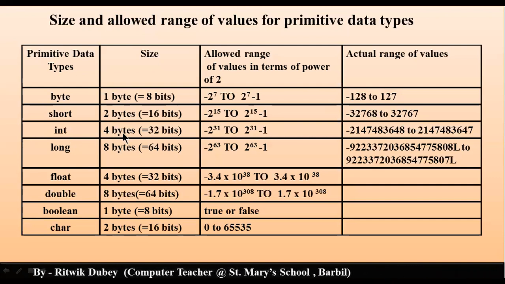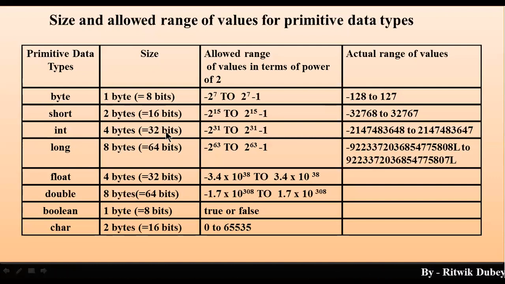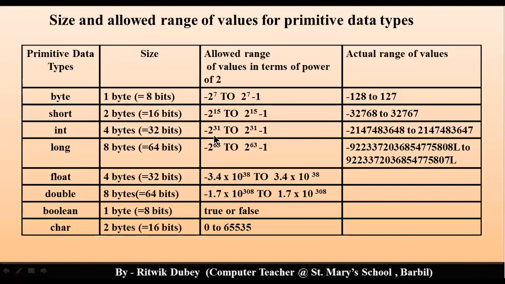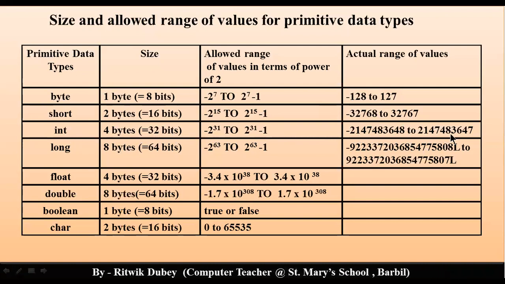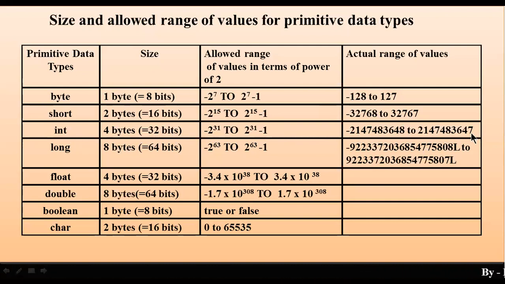For int, it is 4 bytes, that is equal to 32 bits. 32 minus 1, it is 31. So what is the range? Minus 2 to the power 31 to 2 to the power 31, whatever value you get, minus 1. So this is the value, minus 2147483648 to 2147483647. Clear?